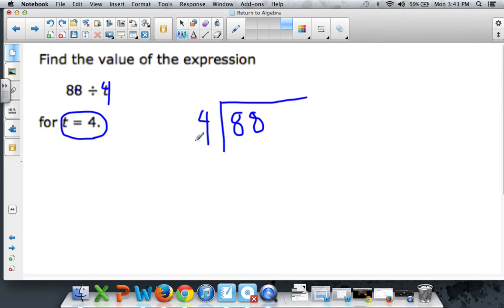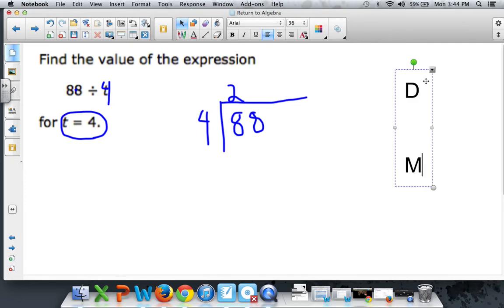If you remember our daddy, mommy, sister, brother long division rules. 4 goes into 8 twice. That was division. Now you have to multiply. Here, let me type it for you in case you forget. Daddy, come on, type. It's not typing, I'm sorry. There you go. Daddy, mommy, sister, brother. Okay.